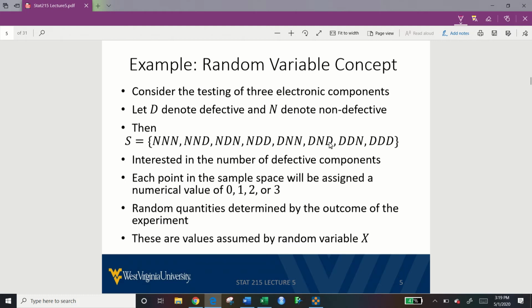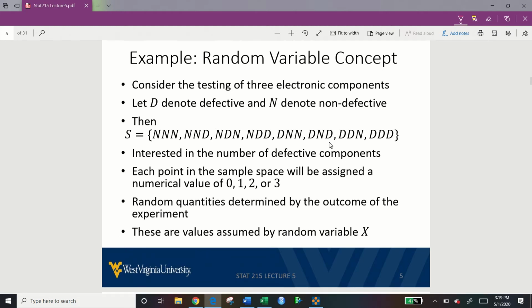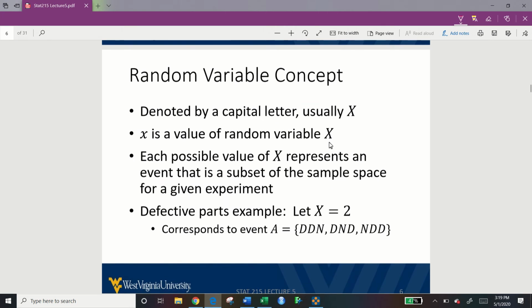So let us suppose that we are interested in the number of defective components. Each point in our sample space will be assigned a numerical value of 0, 1, 2, or 3, which is going to be the number of defective components in each of our possible outcomes. And we let these values be assumed by a random variable X.